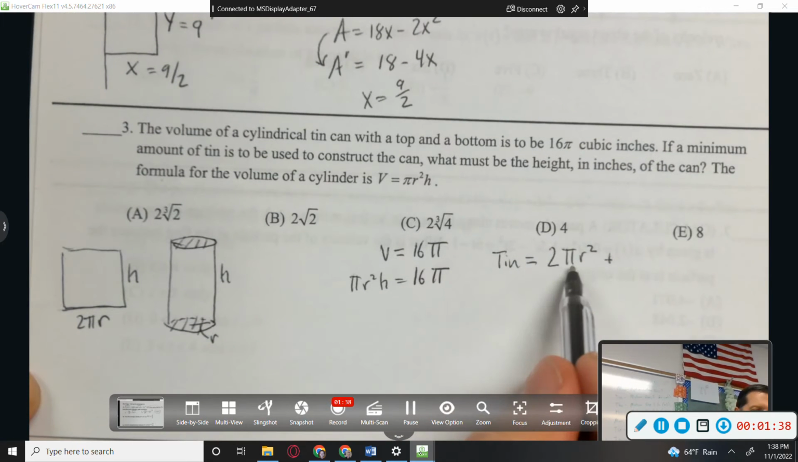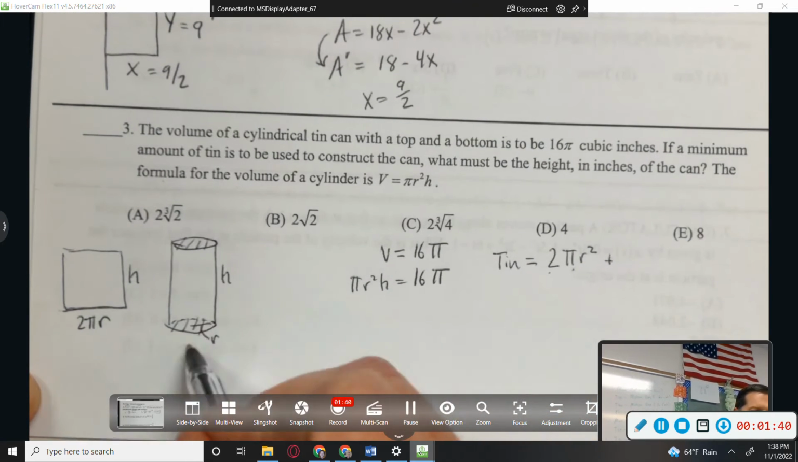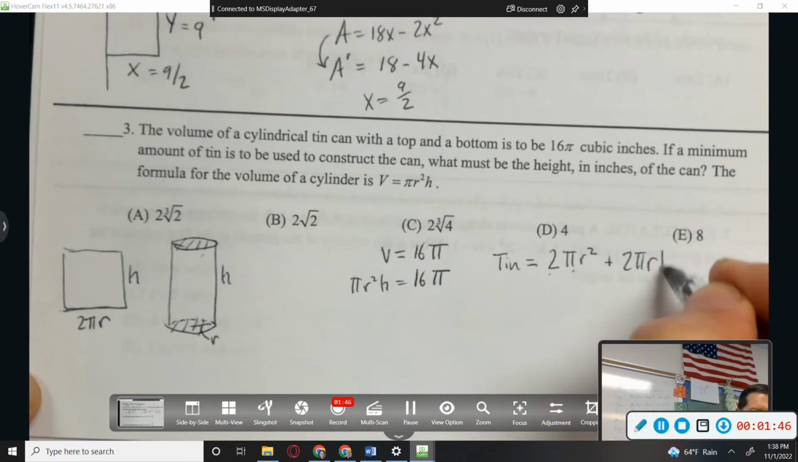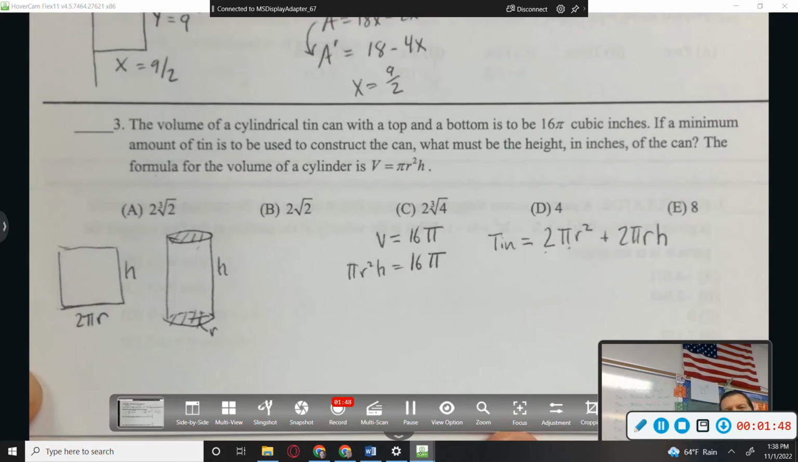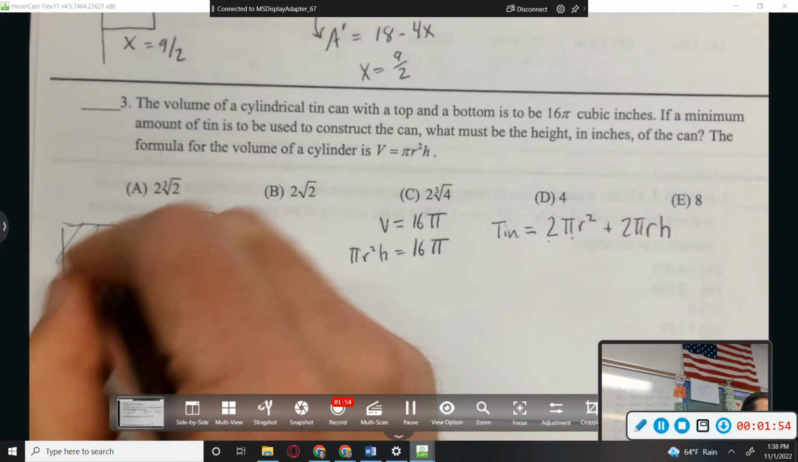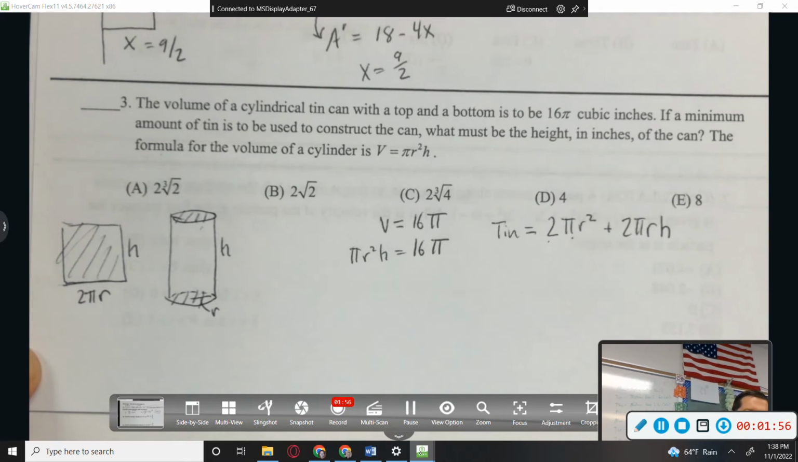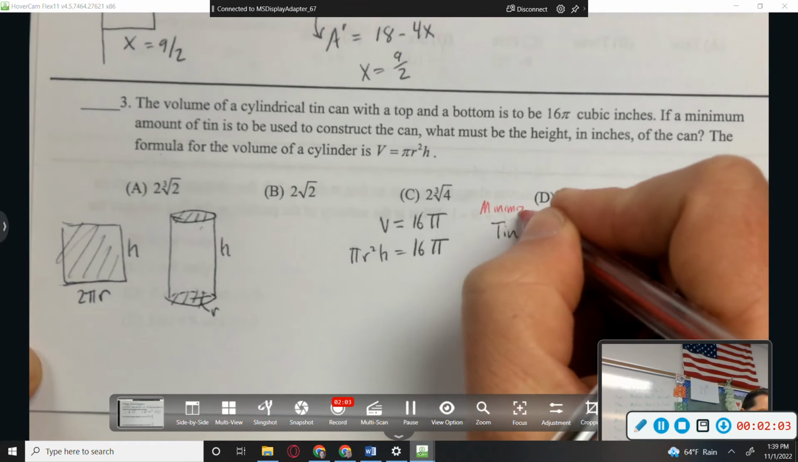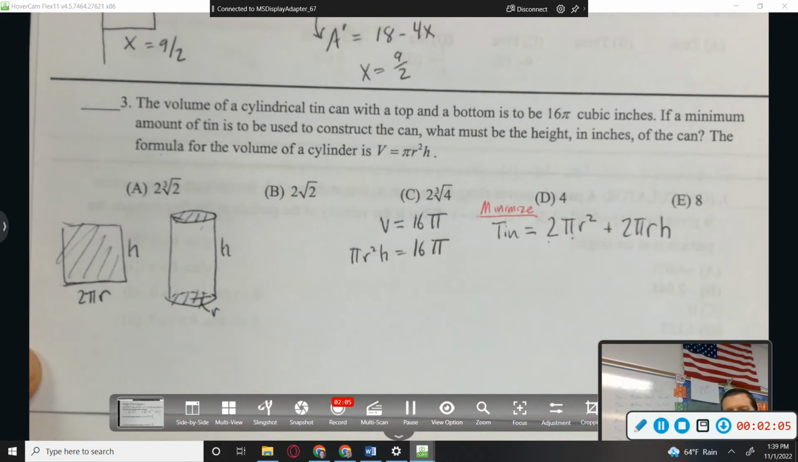So pi r squared times 2, that's the top and bottom of the can. And then the side of the can. How many sides does a can have? I guess just one. 2 pi r h. That would be the lateral surface area. Okay, this is what we want to minimize. So that's what we need to take a derivative of.